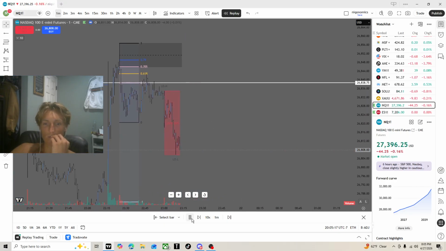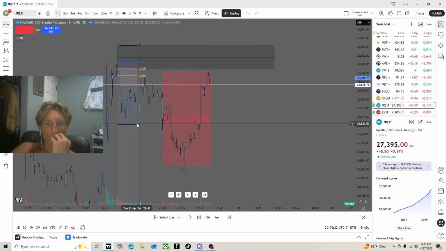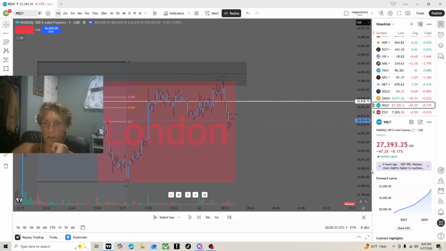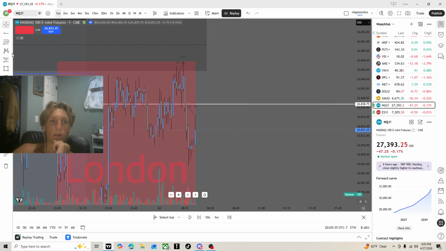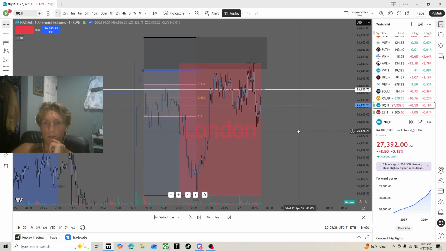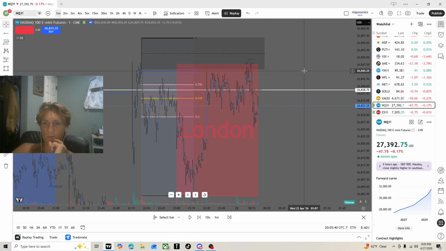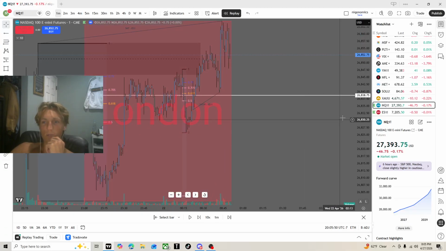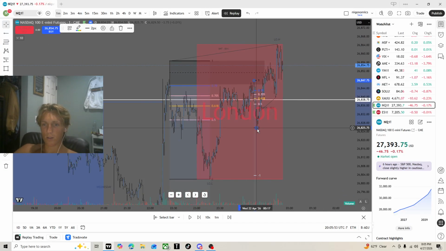London's open. See. There you go, we hit the rejection block. Instantly dump. 0.79 gets rejected every time. And now you could take your entry off the 0.618. And this one ends up not playing out, but you get the gist.